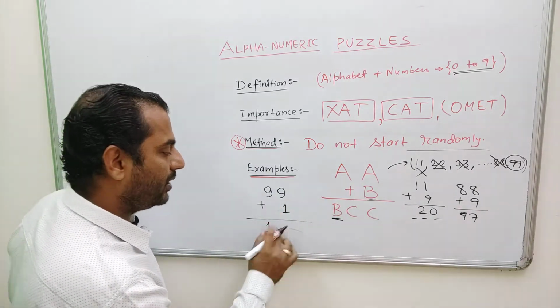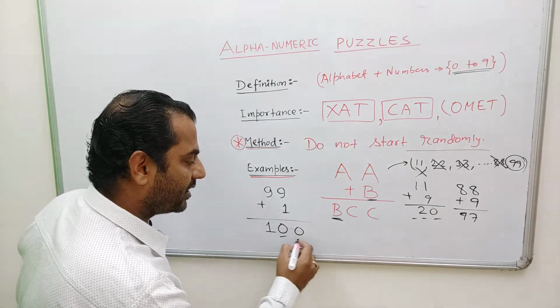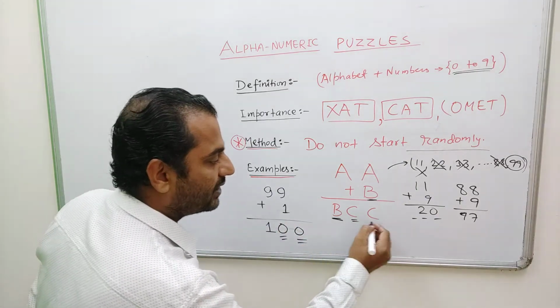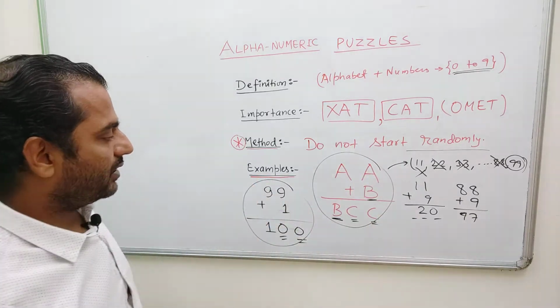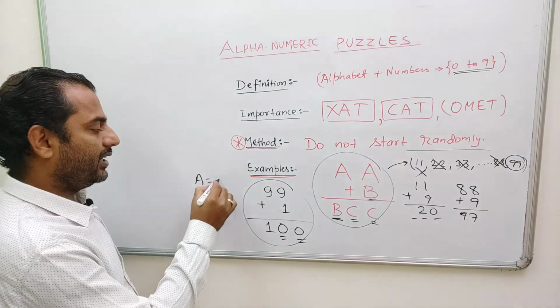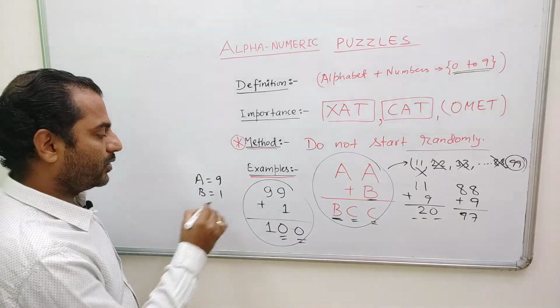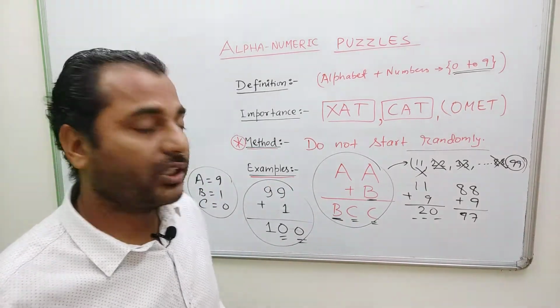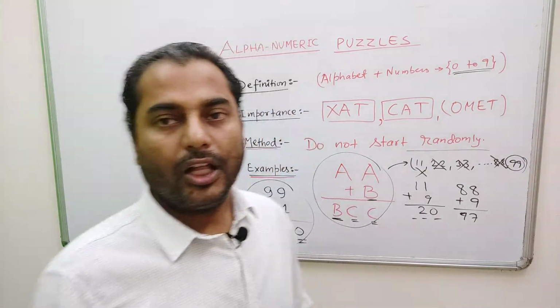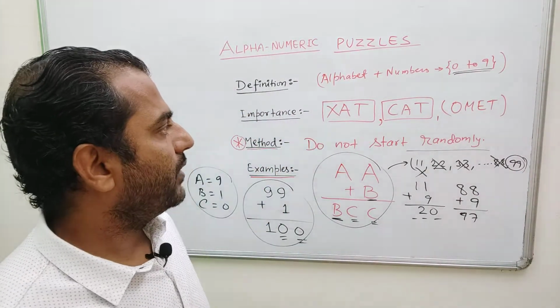99 plus 1 gives me what? 100, and this satisfies that these two values should be the same, C and C. So when I equate this with the given result, what we find is A is equal to 9, B is equal to 1, and C is equal to 0, which is the answer of this smallest alphanumeric puzzle, right? So this is how you have to approach.